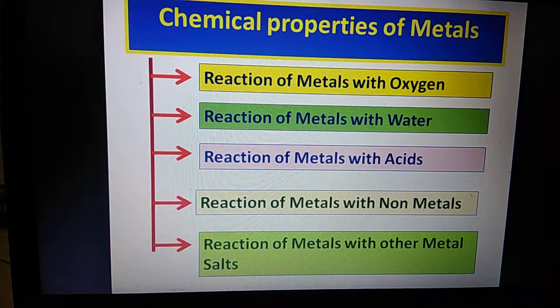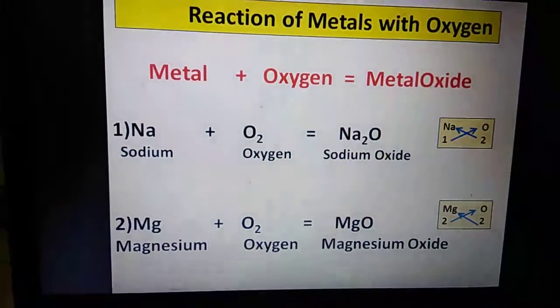So first is reaction of metals with oxygen. Second is reaction of metals with water. Reaction of metals with acids, reaction of metals with non-metals, and reaction of metals with other metal salts. Okay, so let's go with the first, reaction of metals with oxygen.